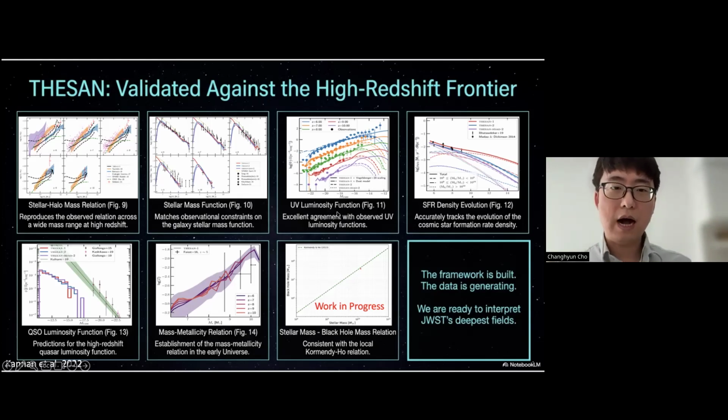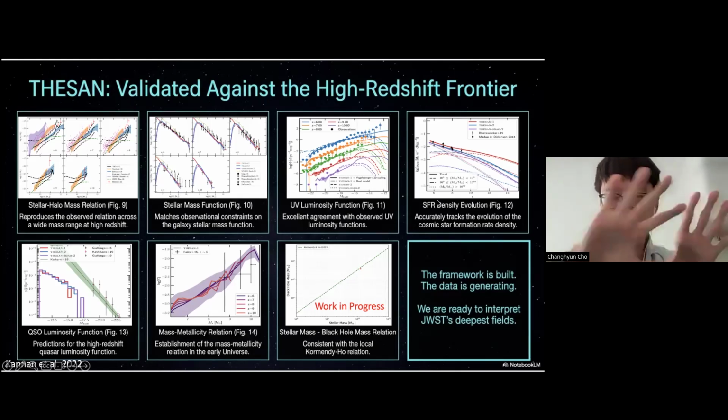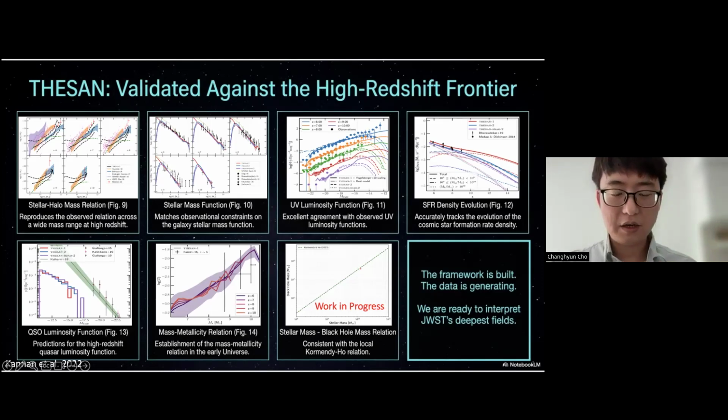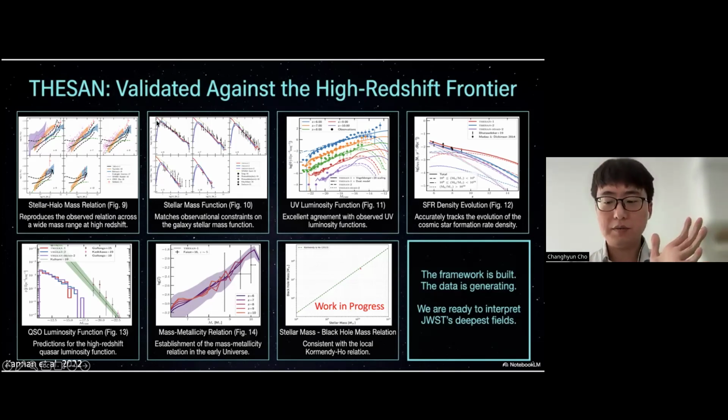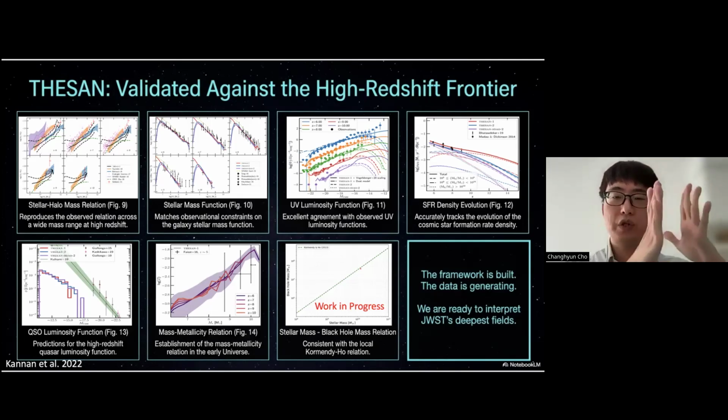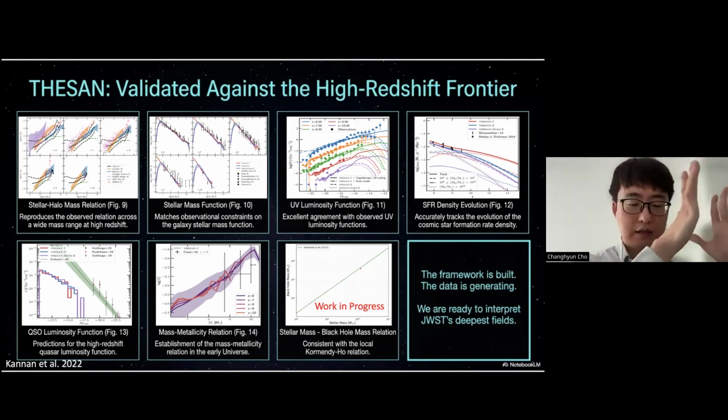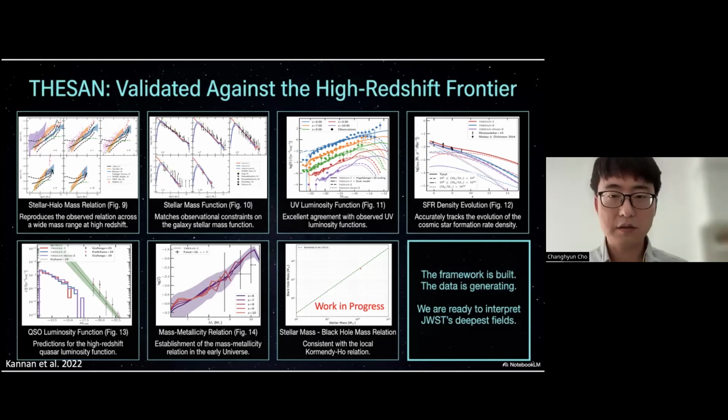So overall, I put so many pictures. I don't want you to be scared by all those pictures. I just want to say that what we get is quite similar to what observation gets. Of course, there are some discrepancies, and this is mainly because of our resolution issue, because we cannot resolve smaller scale structure very well. So that's why we can see some discrepancy.